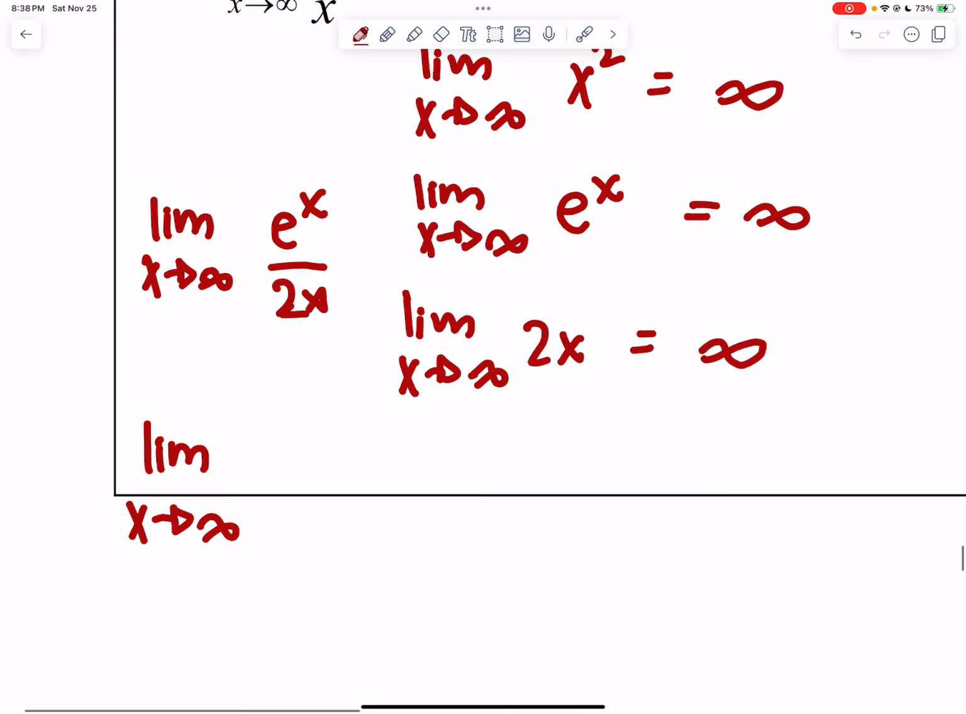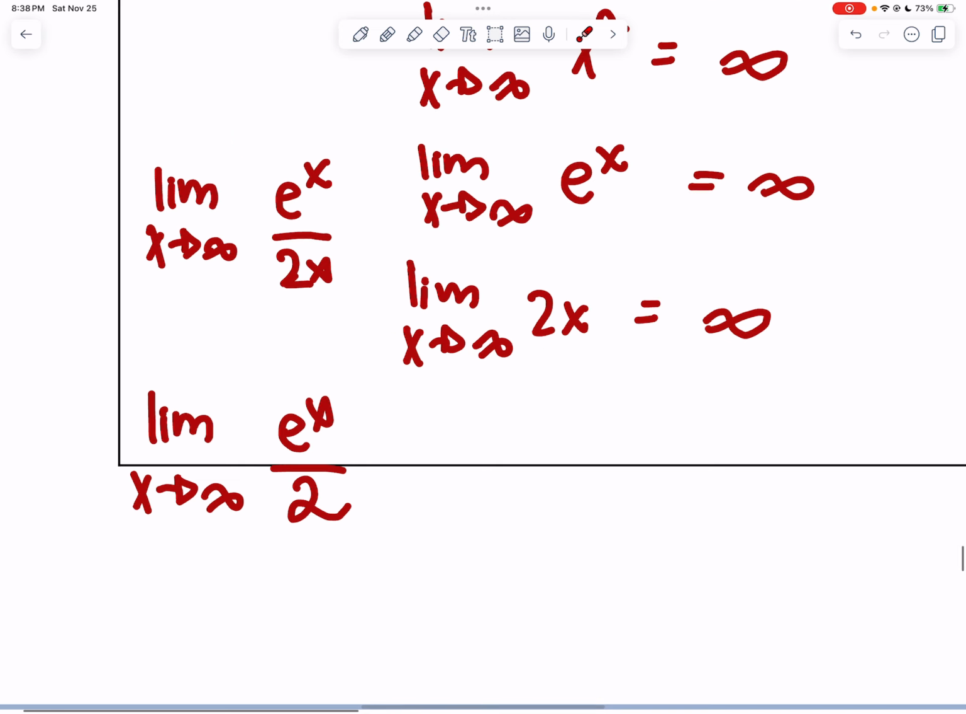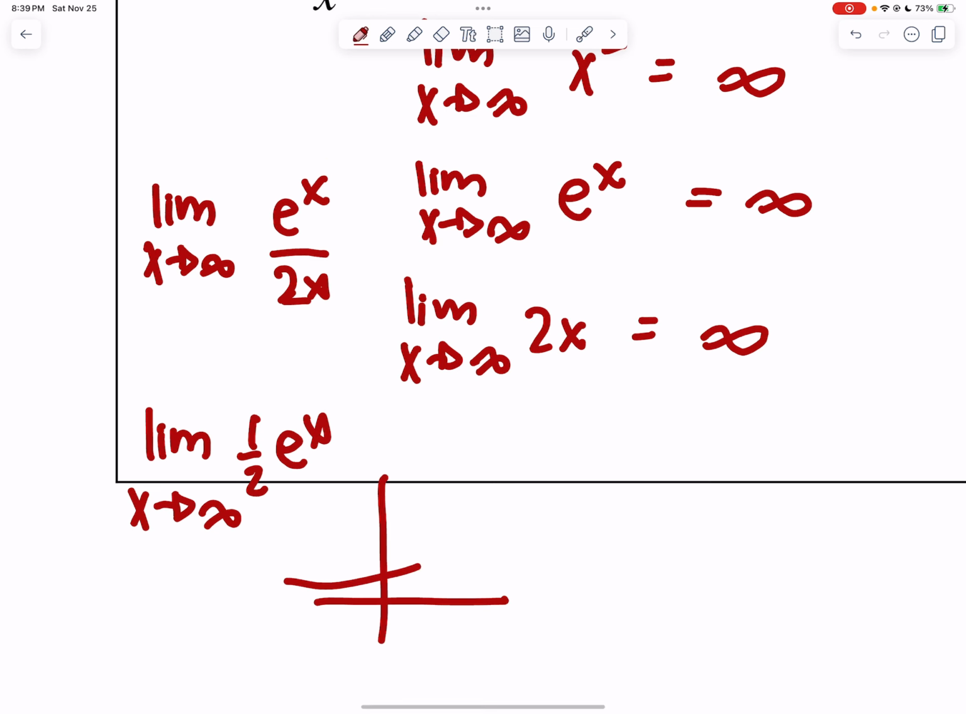Now, I want you to think about this in terms of the 2. The 2 doesn't really matter. I don't care what this is because guess what? This is the same thing as 1/2 e to the x. If I shrink it by 1/2, it's not going to do much. You still have an exponential function. It's still going to look something like this. Because it's still going to look something like that, your answer here is going to be infinity.